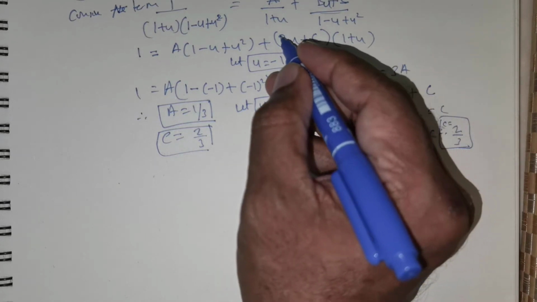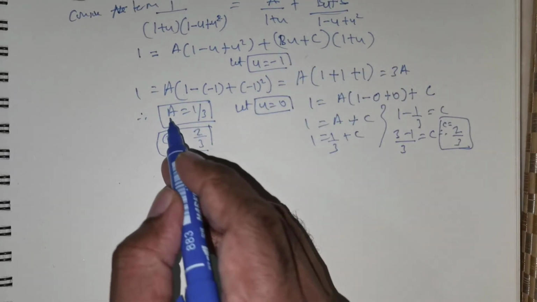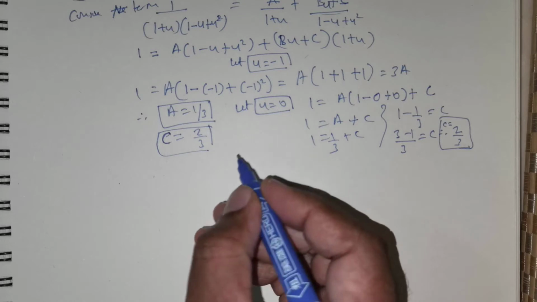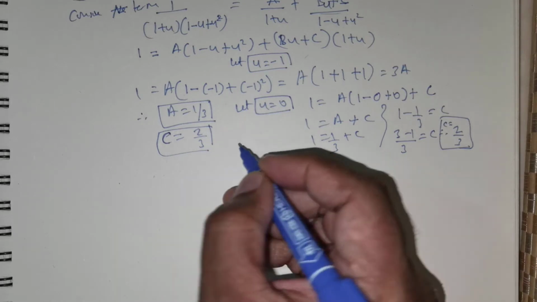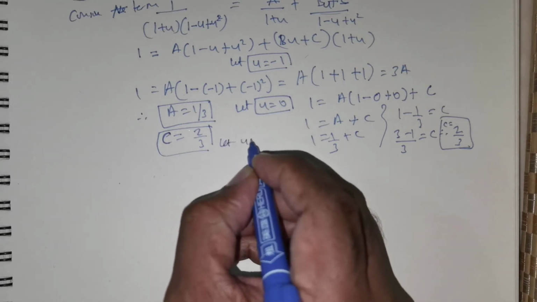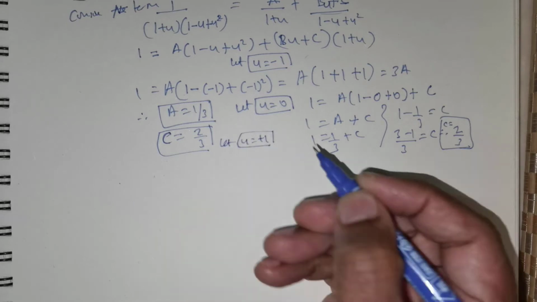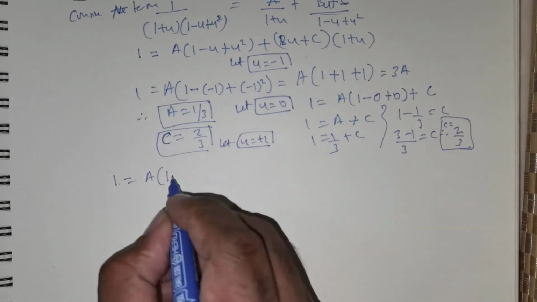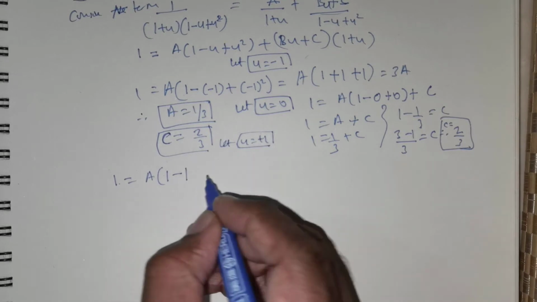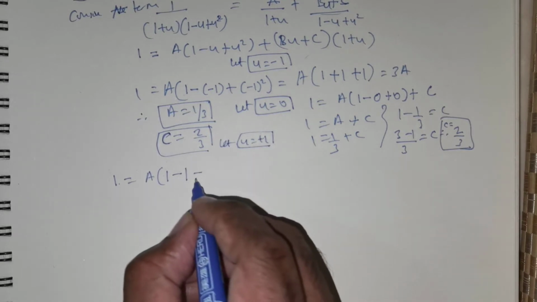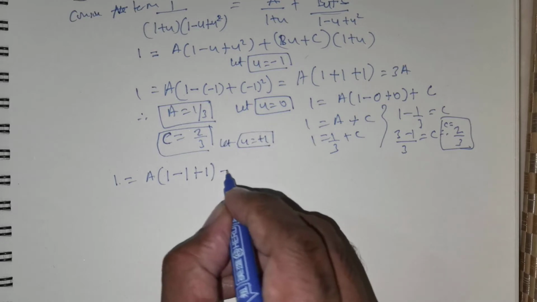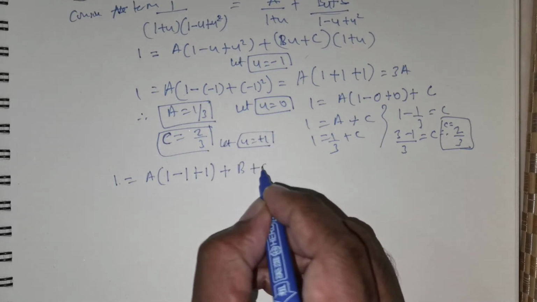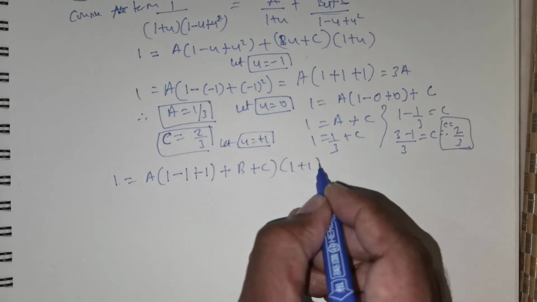I need to extract the value for b. So I've obtained the value for a, I have obtained the value for c. Now what we can do is we can take some independent value for u. So let u be equal to some positive 1. It doesn't matter. So 1 is equal to a times 1 positive 1, so that's going to be 1 with a negative sign there, positive 1, positive b, positive c, and 1 positive 1.